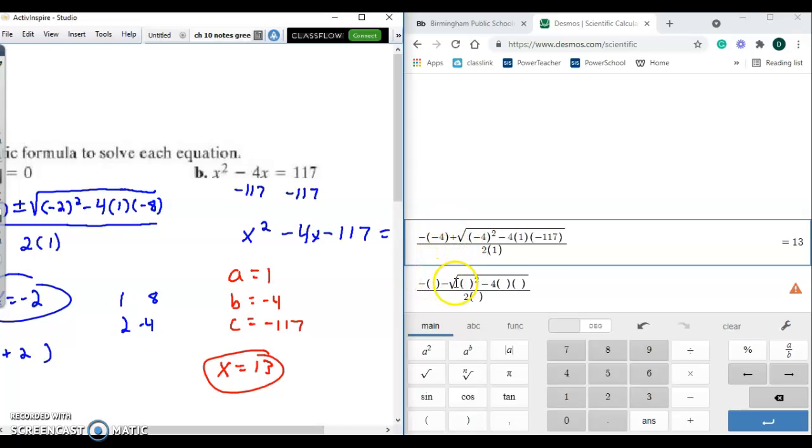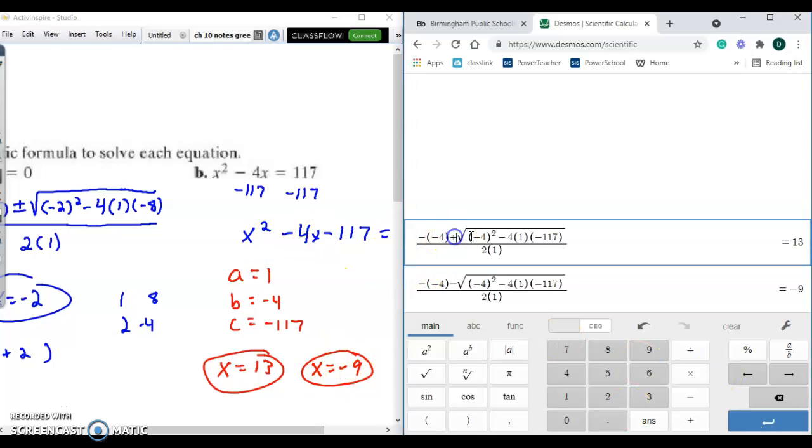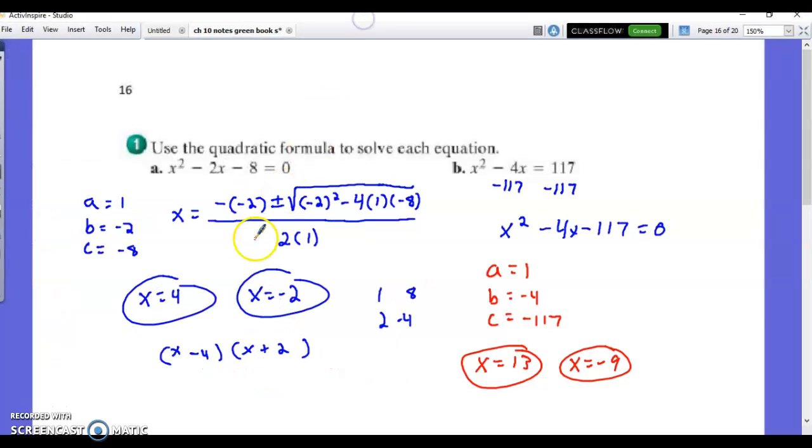Now again, you can re-plug it in here. So if I did negative 4, 1, negative 117, and a 1 here, I get negative 9 as my other solution. The other way to do that, instead of retyping this in, is just back out that plus and make it a minus, and you'll get your -9. That's probably going to save you a lot of time to be able to do it that way.